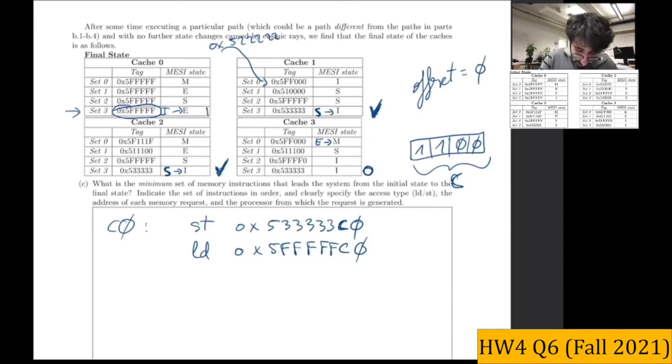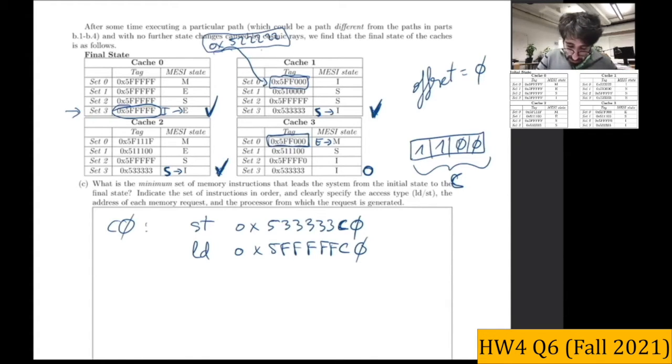Okay, so we have cache, the set 3 of cache 0 already in the final state. Let's go to cache 1. So we see that we have to load in cache 1 this address because before was a different address, a different tag. And we can observe that the final tag is the same as the set 0 in cache 3.